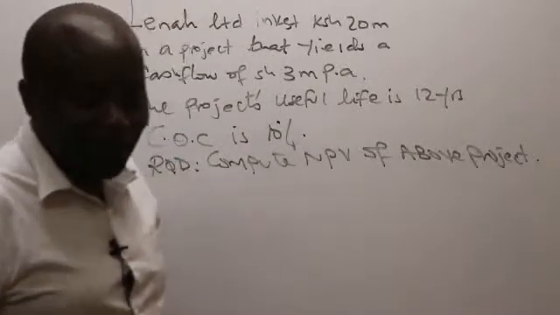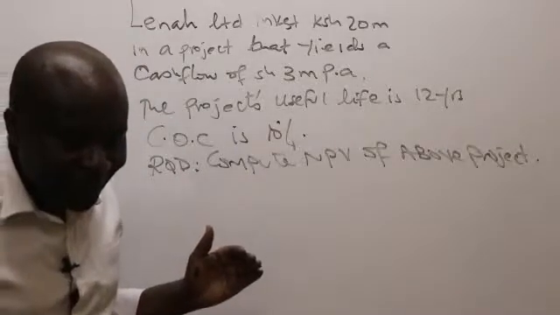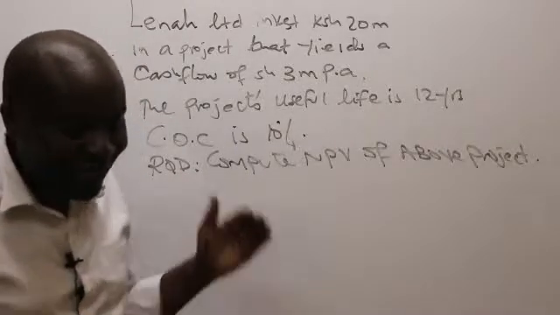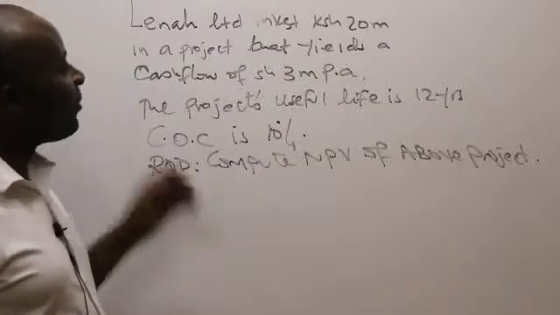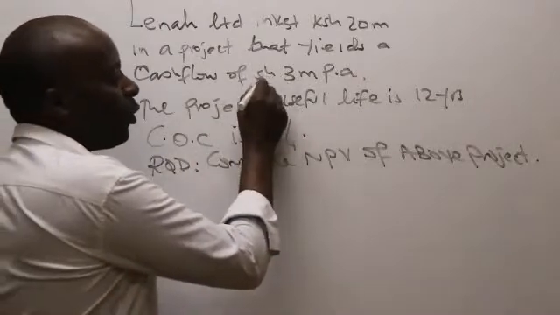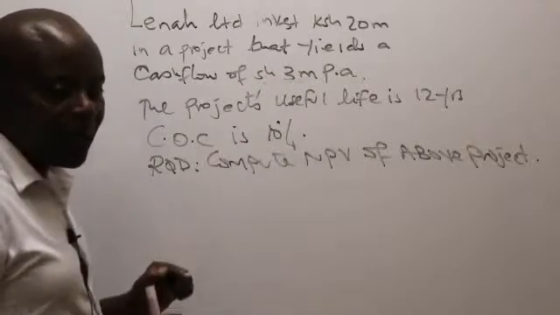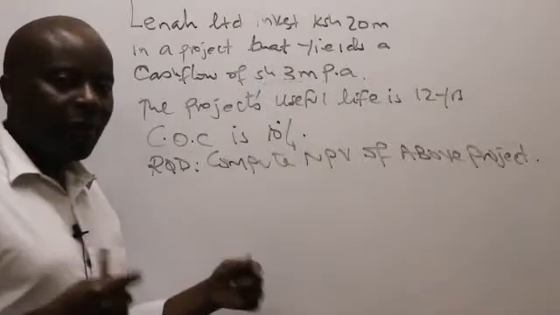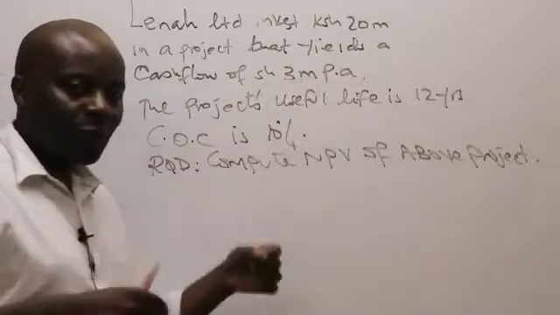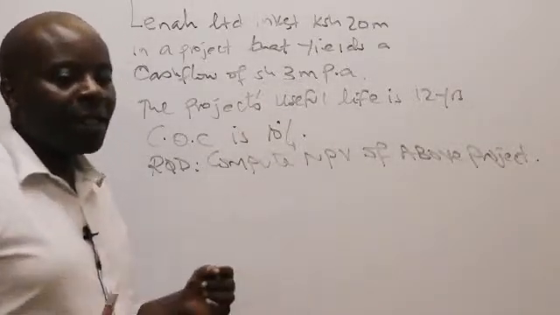Now, ladies and gentlemen, I'm so sure most of us must have realized something to do with uniformity. That this cash flow will be 3 million, which will be received every year. 3 million year 1, 3 million year 2, all the way to year 12, 3 million. So it's a uniform cash flow.